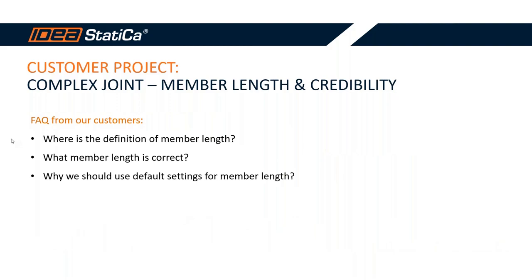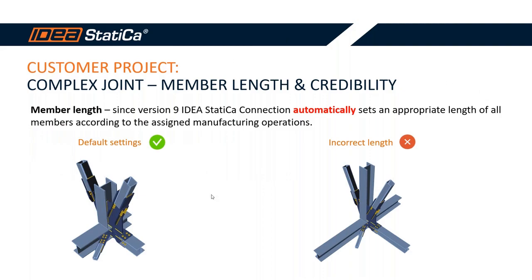I think we can go on, and now we will investigate the topic about member length and credibility. Because we very often have questions from our customers, such as where is the definition of member length, what member length is correct, why we should use default settings for member length, we decided to clarify it. Because we want to make our software error-proof, since version 9, IDEA StatiCa automatically, very important word, automatically, sets an appropriate length for all members according to the assigned manufacturing operations and their cross-sections.